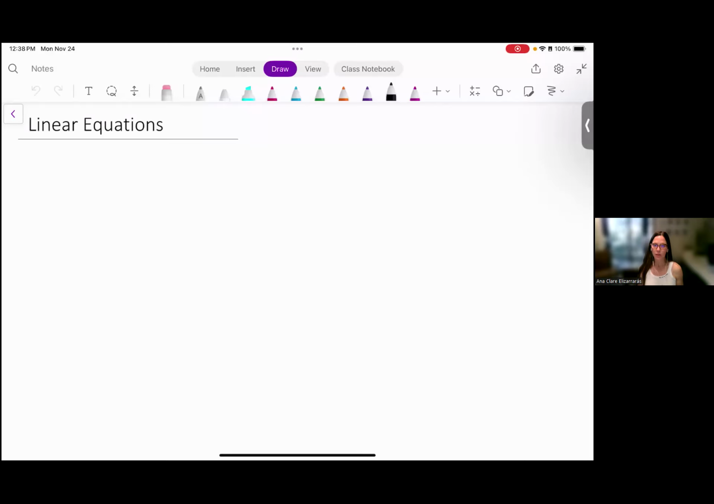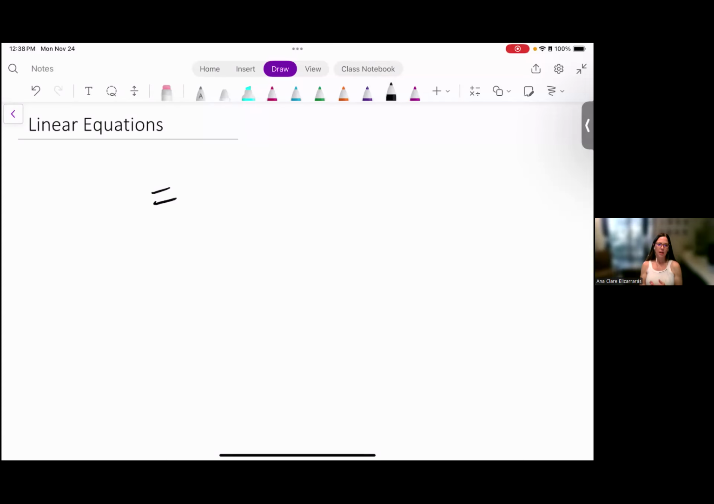We are going to be talking about linear equations today, specifically what makes an equation linear, what they look like, and how to work with them. So, very basic overview, an equation rather than an expression has an equal sign. So, in a linear equation, you need an equal sign.